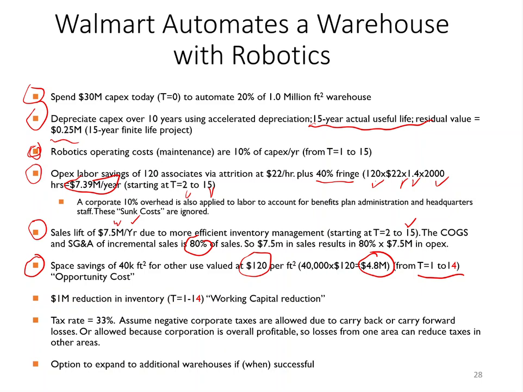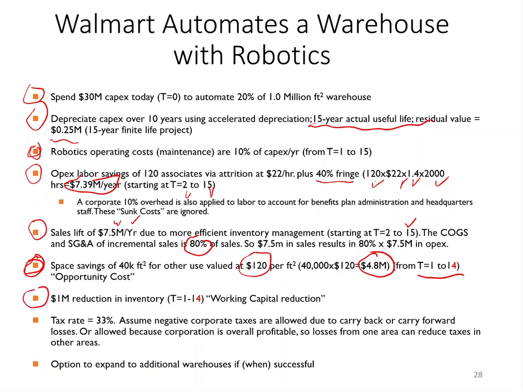We'll call that an opportunity cost. This is space savings, so this is space that could be used by other parts of the organization or maybe leased out to other companies. So this is an opportunity cost. You're not actually getting revenues for the space savings, but somewhere in the corporation they could use that space, which is valued at $120 per square foot.